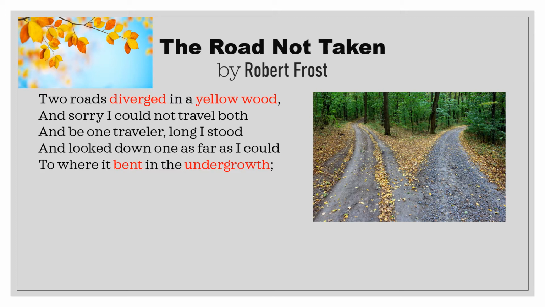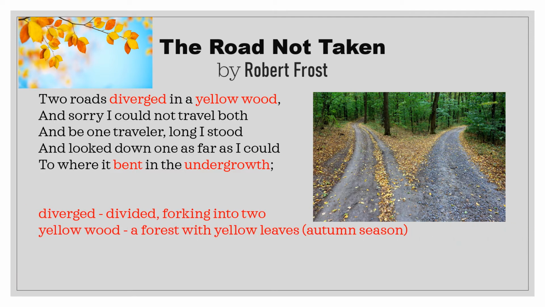Let's understand the meanings of difficult words which are given in red in the stanza. In the first line, there are two words, diverged and yellowwood. Diverged means divided or splitting into two. Yellowwood means a forest with yellow leaves, which indicates the arrival of autumn season. In the last line of the stanza, again there are two words, bent and undergrowth. Let's see the meanings of these words. Bent means curved or turned. Undergrowth means wild bushes, etc.